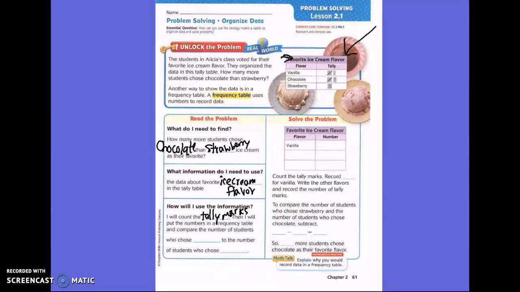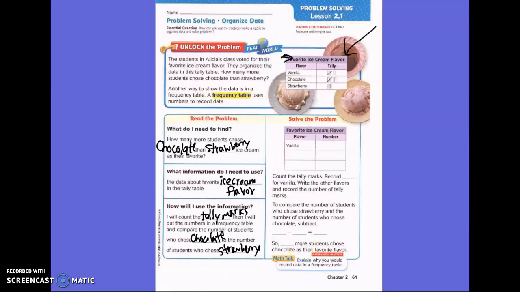Then I will put the numbers in a frequency table. A frequency table has numbers. And compare the numbers of students who chose blank to the number of students who chose blank. The number of students who chose chocolate to the number of students who chose strawberry. Write those in. Chocolate and strawberry.